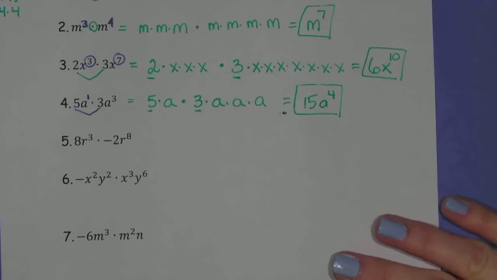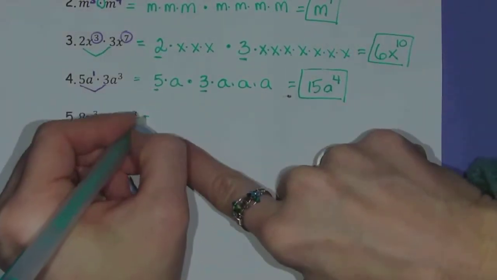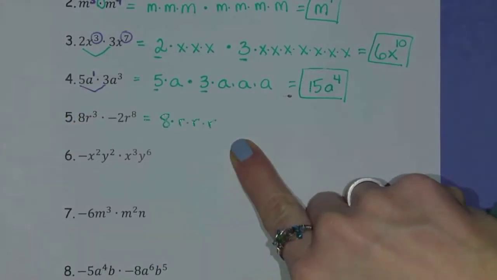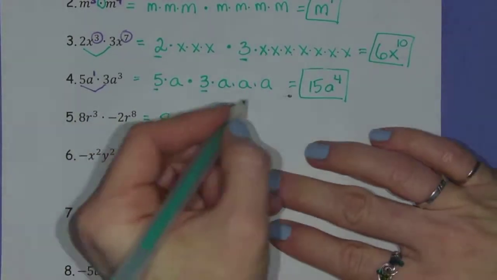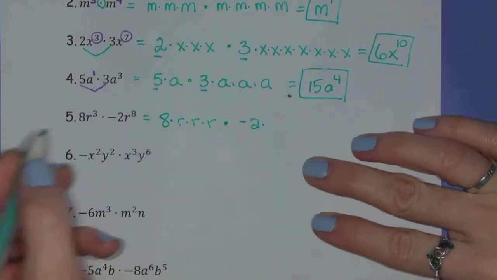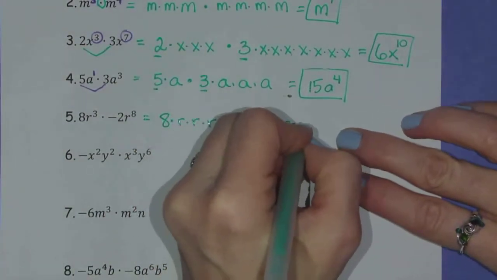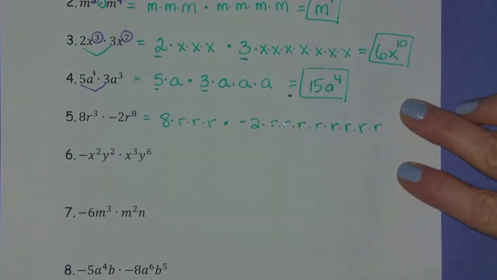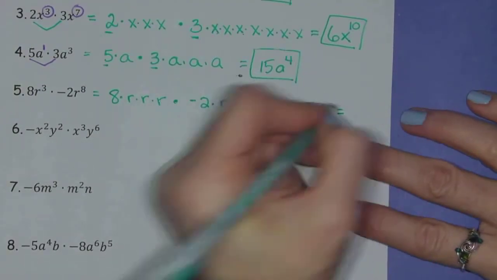These sort of just become kind of flows after a while. 8r to the 3rd power would be 8 times r times r times r. And then my multiplication sign that's in between. And then -2 times, and now I need 8 of them. So 1, 2, 3, 4, 5, 6, 7, 8. So there's my breakdown. Now I will build it.